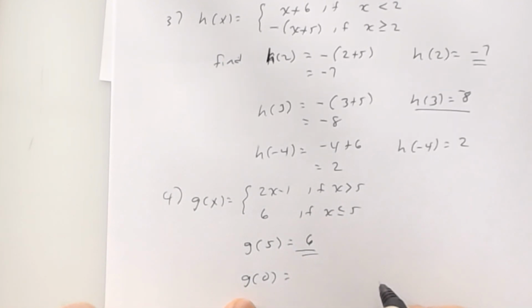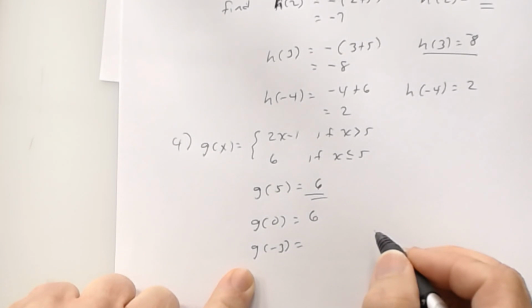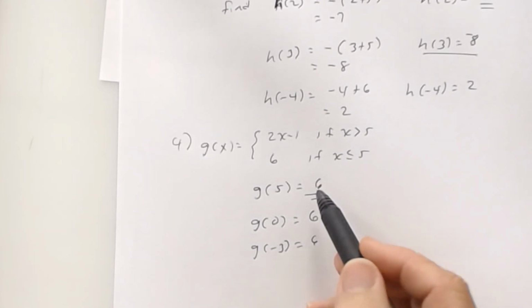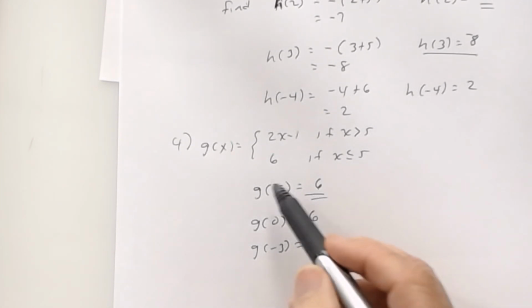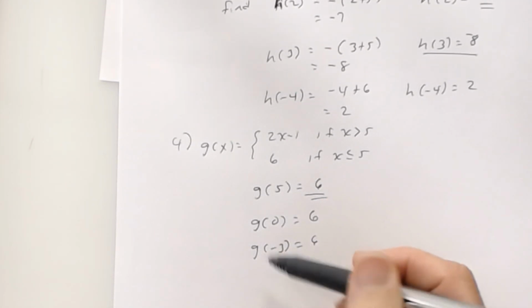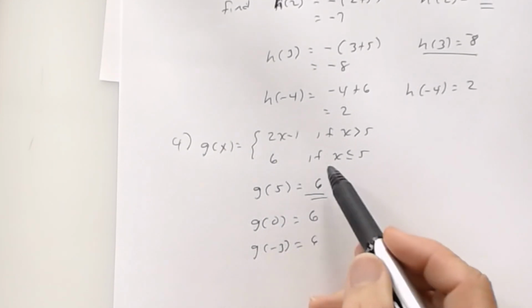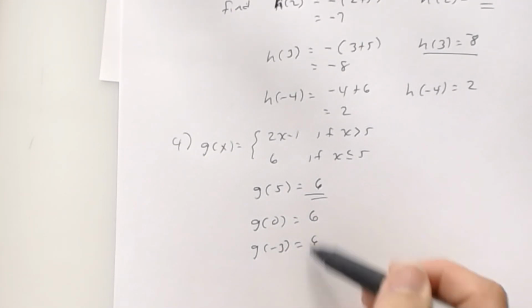Suppose you want to find g of 0. Which one do you use? Bottom or top? Bottom. So g of 0 is also equal to 6. G of negative 3, what does that equal? 6. No matter what number I plug into x, if x is less than or equal to 5, my y value is always going to be 6. There's nothing to substitute. That says y is always going to equal 6. Y always equals 6 if x is less than or equal to 5. That's what that means. So notice 6 all the way.